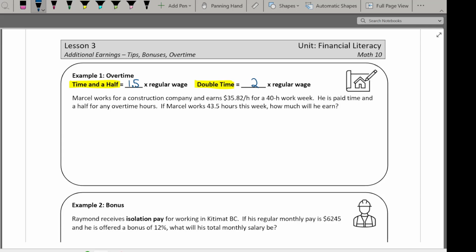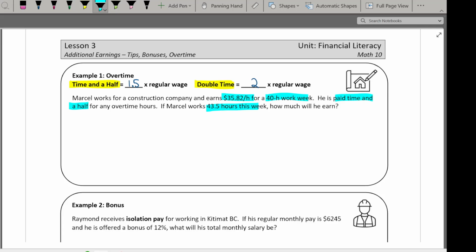All right, so let's do an example. It says Marcel works for a construction company. I'm just going to highlight some key things here. He earns $35.82 per hour for a 40-hour work week. He is paid time and a half for any overtime hours. So last week he worked for 43.5 hours. How much will he earn?